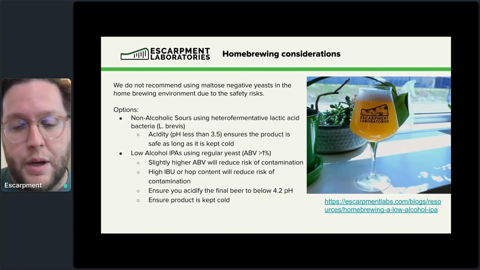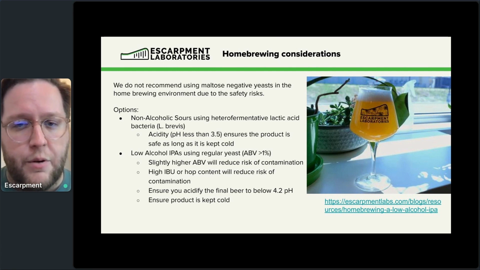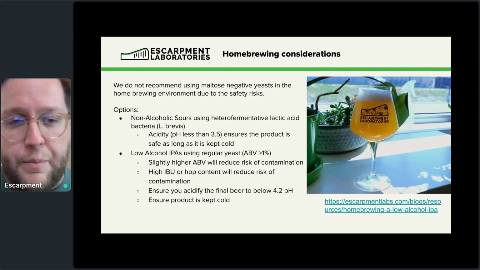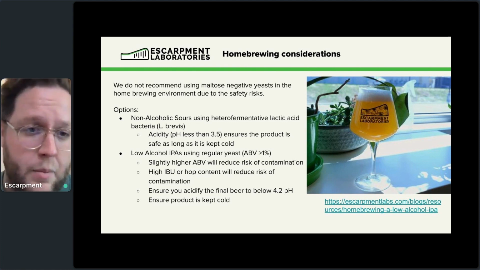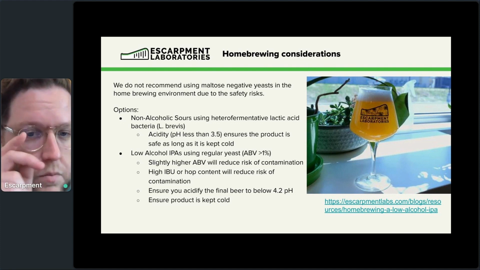So one option I would recommend is making non-alc sours. These are pretty much the easiest non-alc beers to make, in my opinion. You don't even have to use yeast. You can use a heterofermentative bacteria. So Lactobrevis is an example. Those will make a little bit of alcohol. We've seen it make up to about 0.4% on its own.